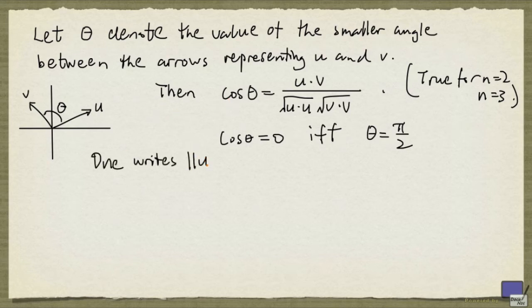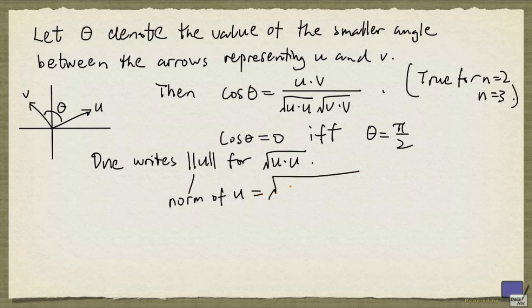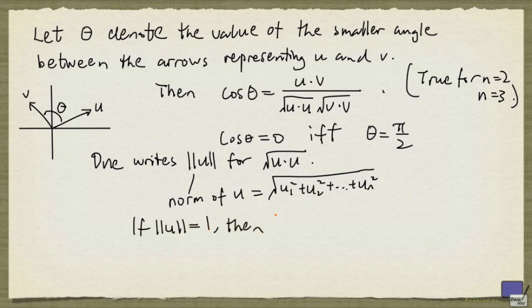And one often writes this for the square root of u dot u. When n is 2 or n is 3, this quantity gives the length of the arrow representing u. For general n, this is called the norm of u. So this is the quantity, the square root of u1 squared plus u2 squared and so on plus un squared. And a vector having norm 1 is called a unit vector.